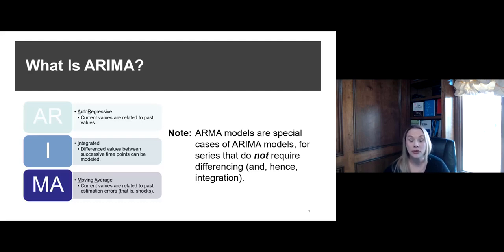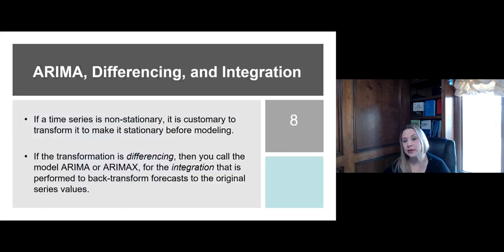So I want you to note that ARMA models are special cases of ARIMA models for series that do not require differencing and hence do not require the integration. If a time series is non-stationary, it's going to be customary to transform it to make it stationary before we begin the modeling process. If the transformation is differencing, then you can call the model ARIMA, or ARIMAX if you're using exogenous variables, for that integration that you perform to back transform your forecasting to the original time series value.